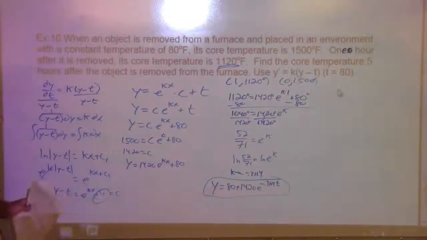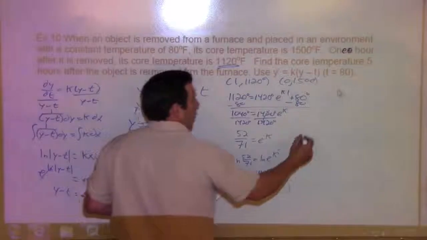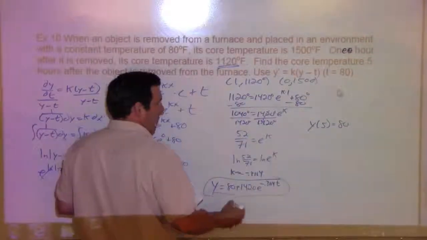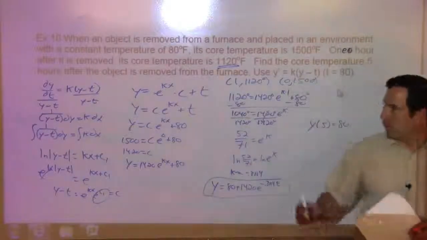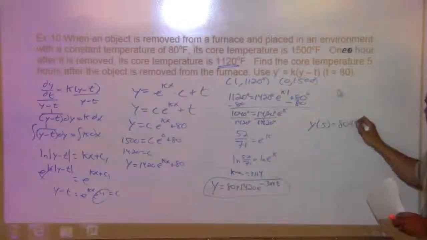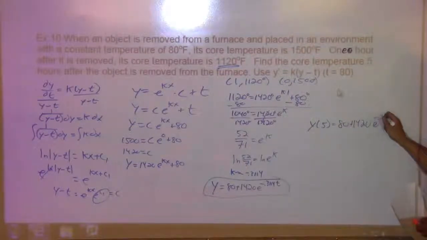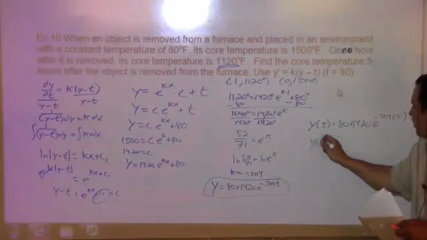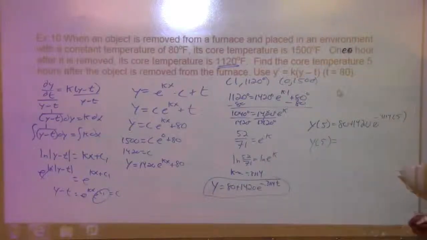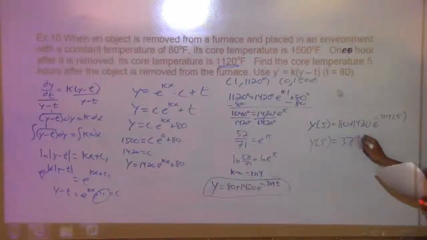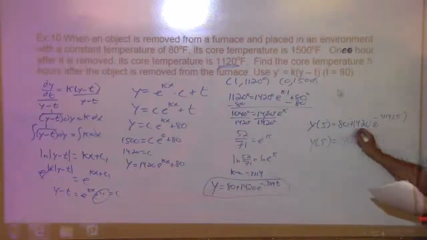And the last question is, what is the temperature going to be after 5 hours? So y of 5 is 80 plus 1420 times e to the negative 0.3114 times 5. And that's going to be 379.3 degrees Fahrenheit.